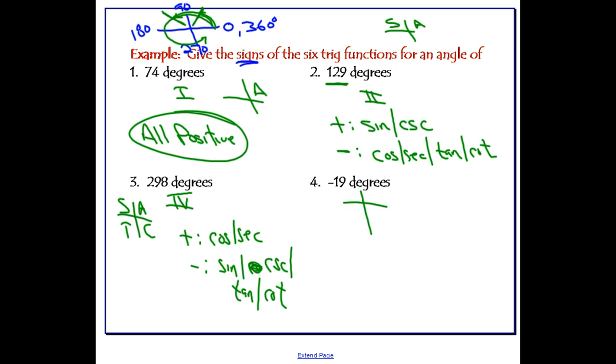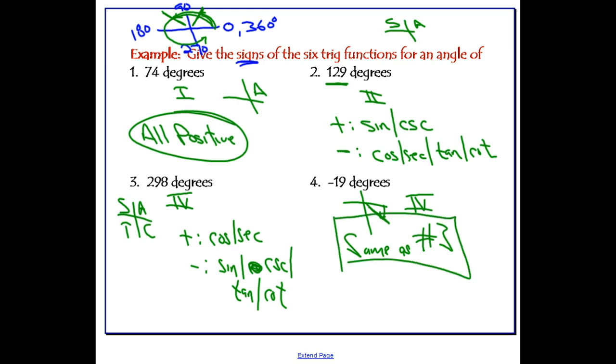And then the last one, negative 19 degrees. How do you do a negative 19? You back up the other way. So negative 19 also puts you in the fourth quadrant. So it's the same as answer number 3. So let's write that. Same as number 3. All right. That's 2 of our 5 facts. This is a good spot to stop the first video.